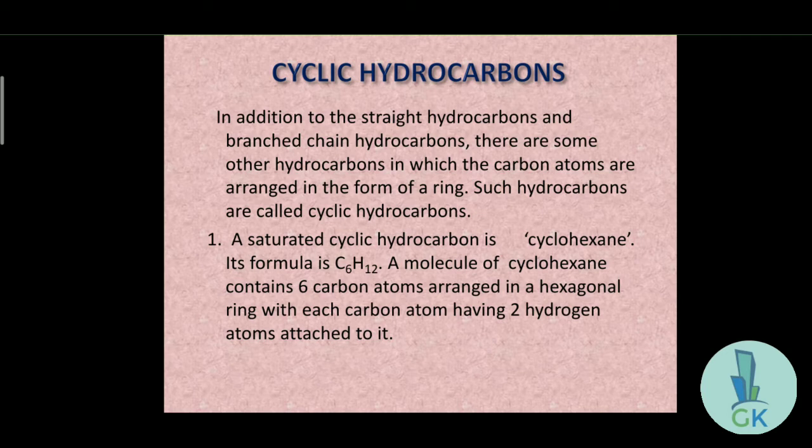And so the first is a saturated cyclic hydrocarbon, that is, the cycloalkanes. We have taken the example of cyclohexane over here. Its formula is C6H12. A molecule of cyclohexane contains 6 carbon atoms arranged in a hexagonal ring, with each carbon atom having 2 hydrogen atoms attached to it. So this is about the structure of cyclohexane.